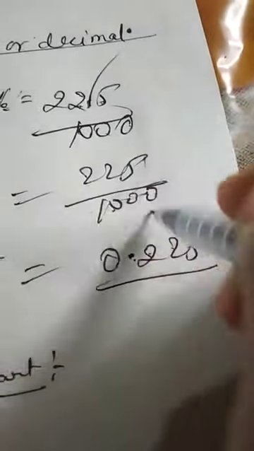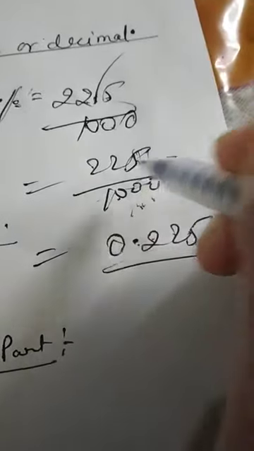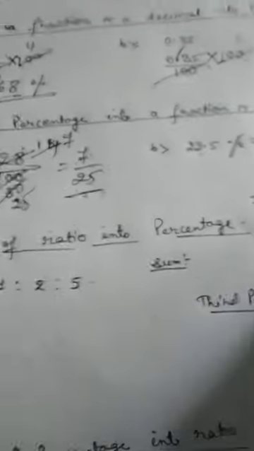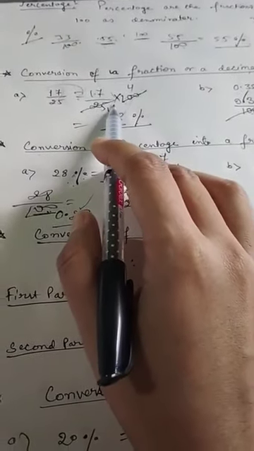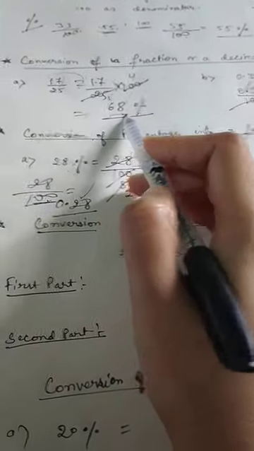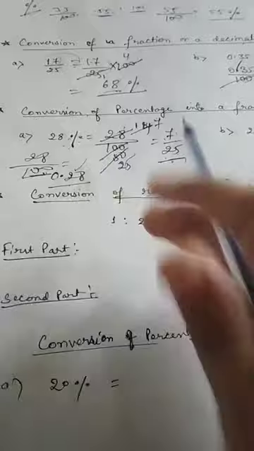And what is the fractional form? This is the fractional form. You can cancel it also. If it is getting cancelled, that would be the fractional form. I hope it is clear how to change fraction or decimal number into percentage, or percentage into fraction and decimal. Got it?